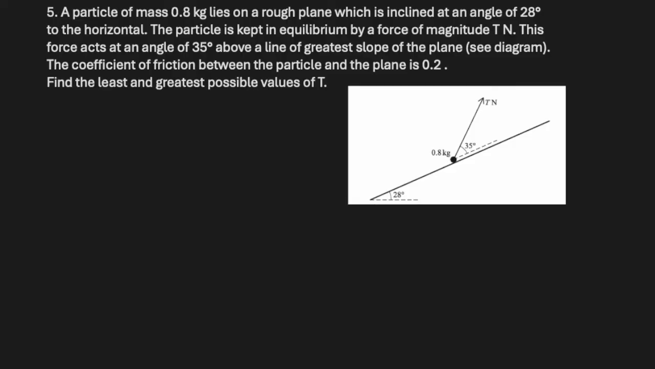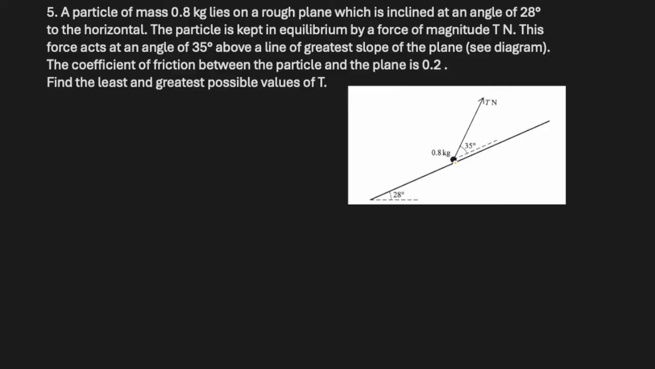Question number 5. A particle of mass 0.8 kg is on a rough plane which is inclined at 28 degrees to the horizontal. The particle is kept in equilibrium by a force of T newtons, which is at a 35 degrees angle to the line of greatest slope. The coefficient of friction is 0.2. Find the greatest and least possible values of T. There is only one trick in this.